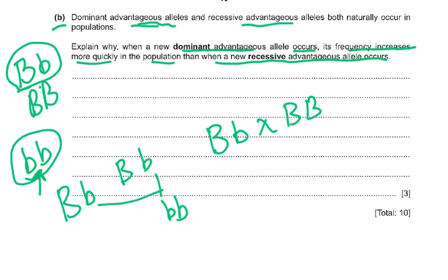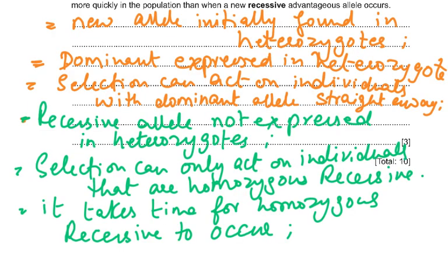So, explain why when a new dominant advantageous allele occurs, its frequency increases more quickly in the population than when a new recessive one occurs. The new allele is initially found in heterozygotes. So these are the two points for that: dominant expressed in heterozygotes, and selection can act on individuals with the dominant allele straight away. Then the recessive ones: the recessive allele is not expressed in heterozygotes, selection can only act on individuals that are homozygous recessive, and it takes time for the homozygous recessive to occur.